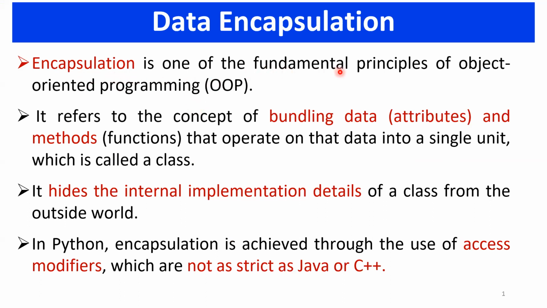Encapsulation is one of the fundamental principles of object-oriented programming. It refers to the concept of bundling the data, which is nothing but the attributes, and methods or functions that operate on that data into a single unit, which is called a class. With this encapsulation, we are hiding the internal implementation details of the class from the outside world. So simply, we will be able to access the functions of the class by using the object names without actually knowing how they are being implemented inside.